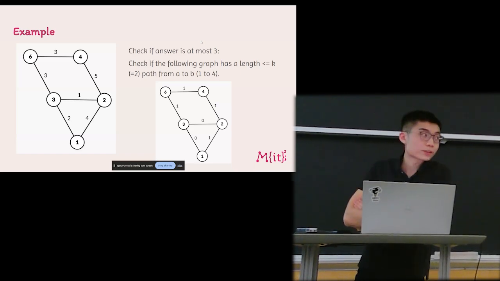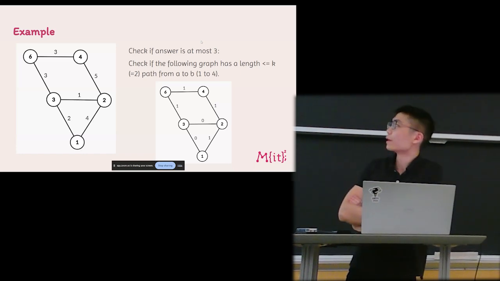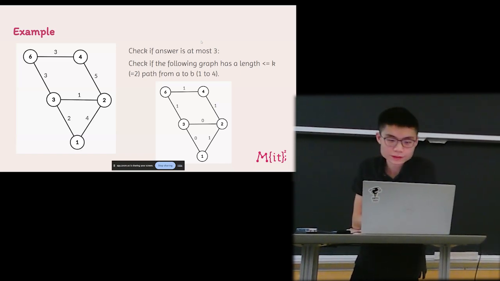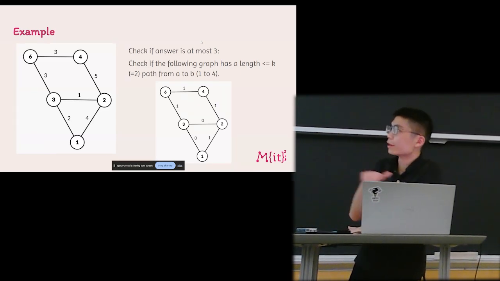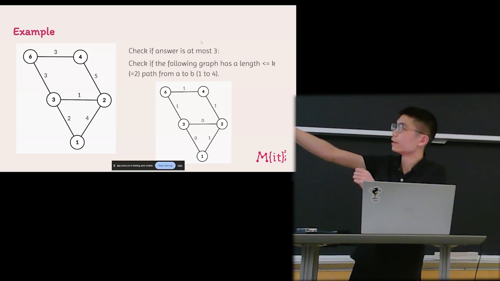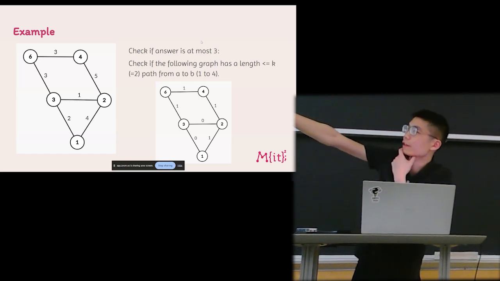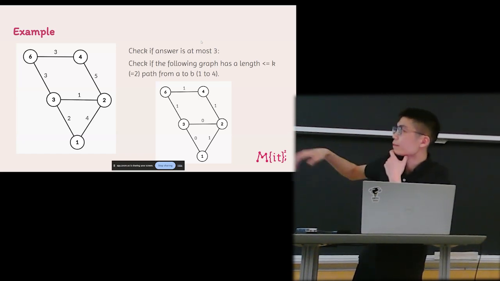So how do we check if the answer is at most 3? Well, we can look at all the values which are less than 3, and we'll set them equal to 0. Because if we're trying to check if the answer is at least 3 or less than 3, all that matters for the weight is, is it at least 3 or is it less than 3? Everything less than 3 we'll just call 0. Everything at least 3 we'll call 1. And so that's how we get from this graph over here to this graph over here.